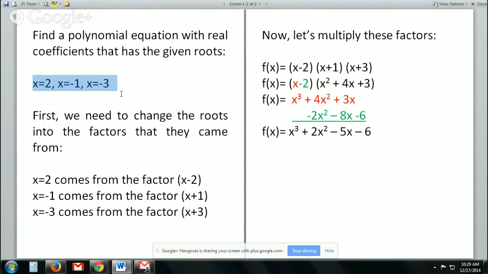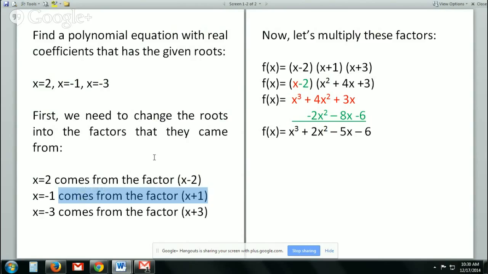In order for us to find the polynomial that has those roots, we first need to change the roots into the factors that they came from. X equals 2, that comes from the factor x minus 2. X equals -1, that comes from x plus 1.